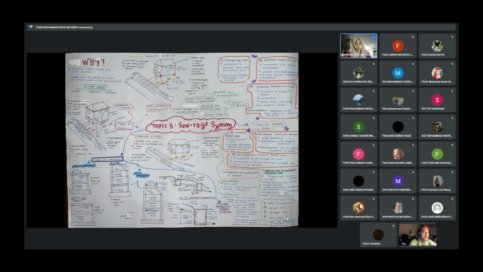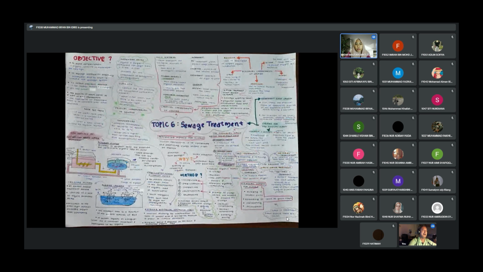Next is the topic 6, sewage treatment. Sewage treatment there is three characteristics, which is physical, chemical, and biological. Physical, first one is suspended solid, turbidity, odor, and temperature. The chemical is toxic material, oxygen demand compound, insoluble, suspended solid, inorganic, and organic. Then the biological is bacteria, virus, protozoa, fungi, and algae.